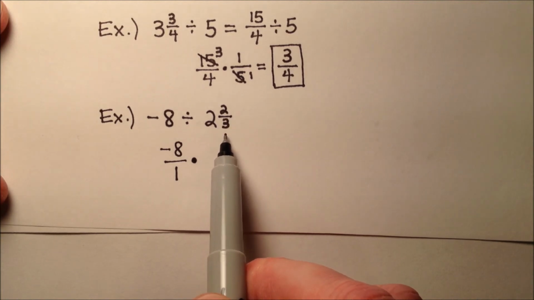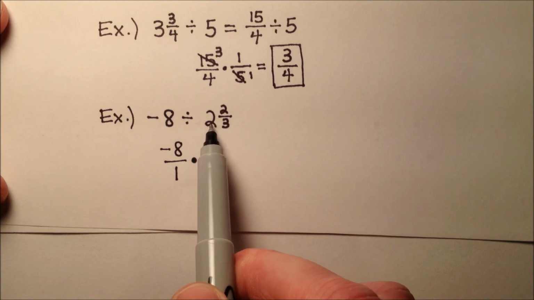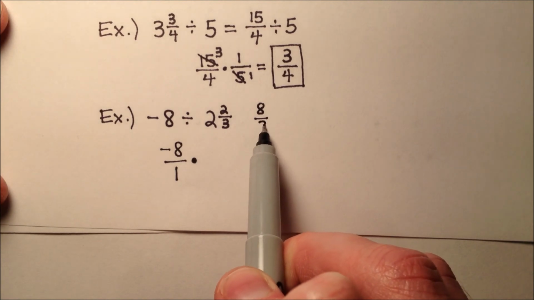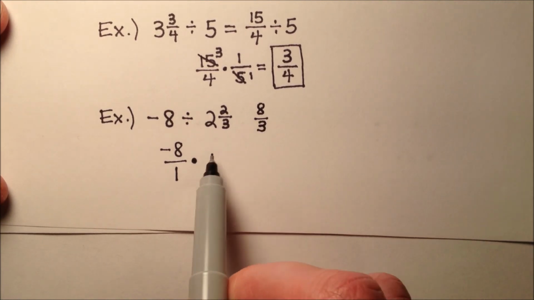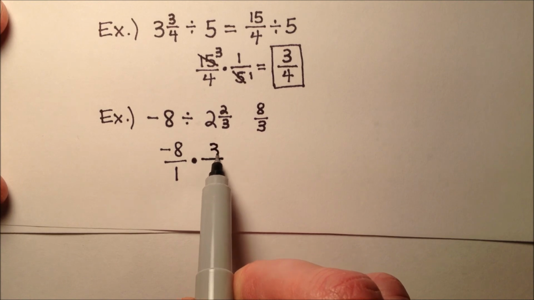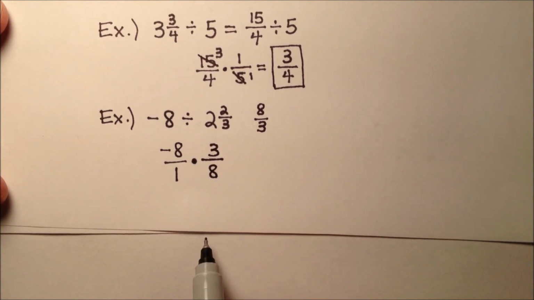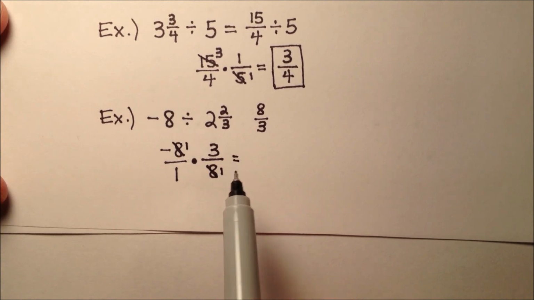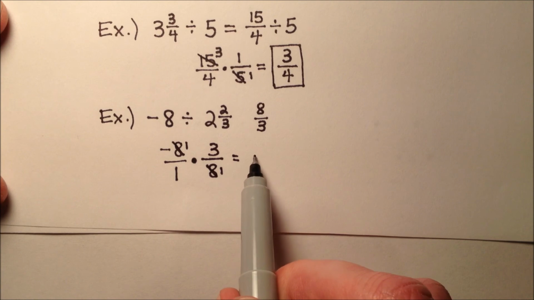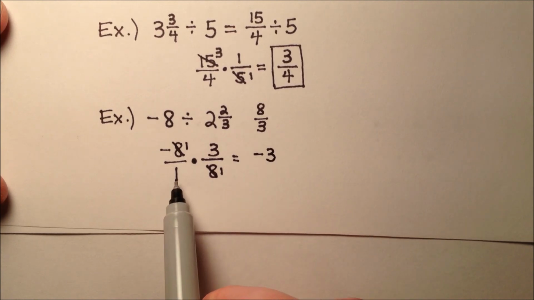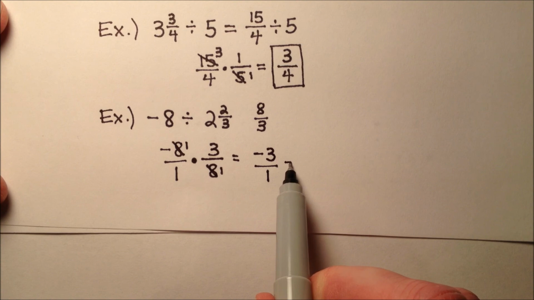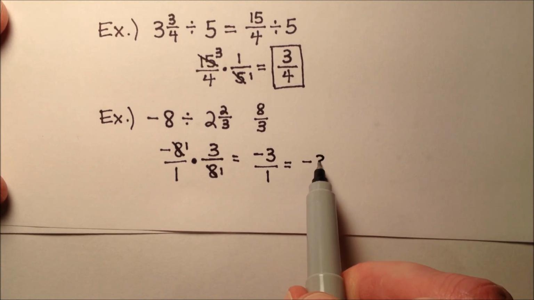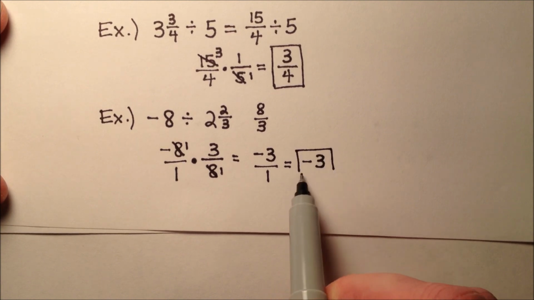So 2 2/3 is going to become 3 times 2 is 6, plus 2 is 8, over 3, and that's what it is as an improper fraction. So then I'm going to flip it over, and it becomes 3/8. Well, in this case, my 8's are going to cancel and just become 1's. So I have -1 times 3 is -3, and 1 times 1 is 1. And since the denominator is 1, we can just leave it out, and our final answer is -3.